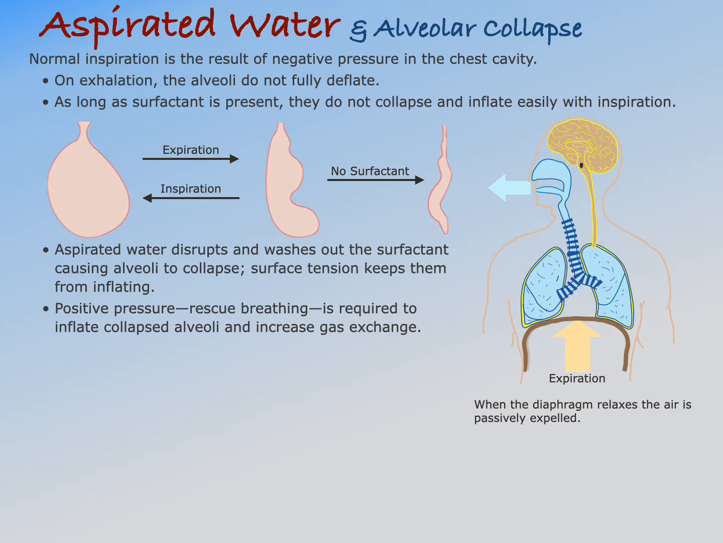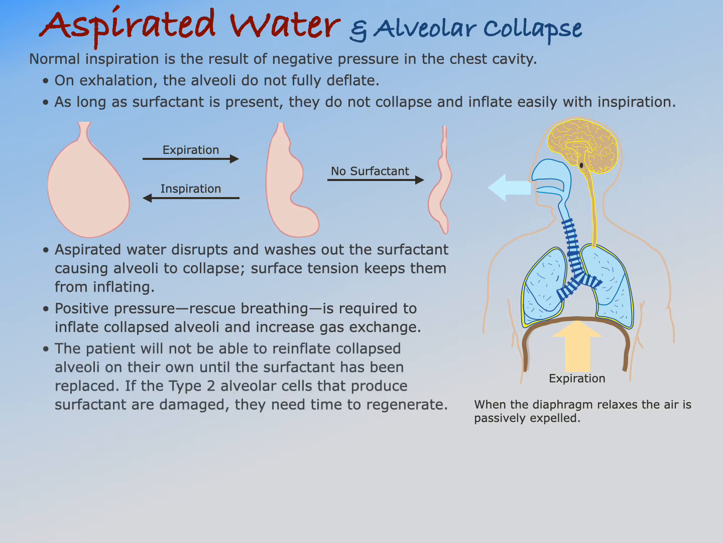You have to inflate those alveoli. So you've got to put positive pressure there. It's not enough just simply to give them some oxygen if you have it. You have to do positive pressure ventilations. The patient is not going to be able to reinflate the collapsed alveoli on their own until the surfactant has been replaced. And if the type 2 alveolar cells that produce the surfactant are damaged, they're going to need time to regenerate. And so that's time that this person does not have. You've got to breathe for them.